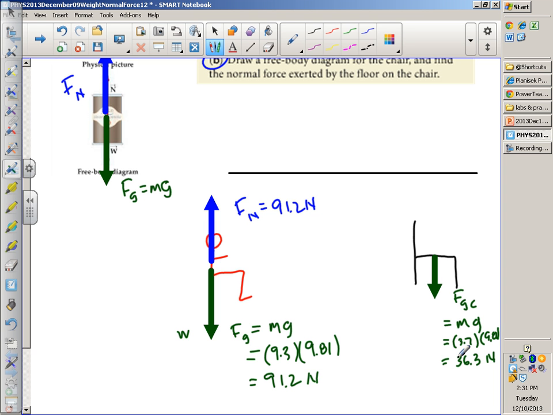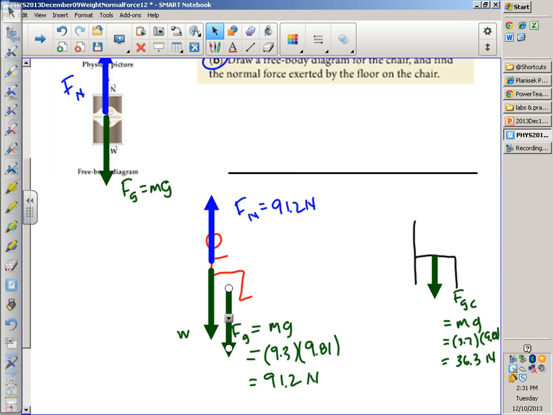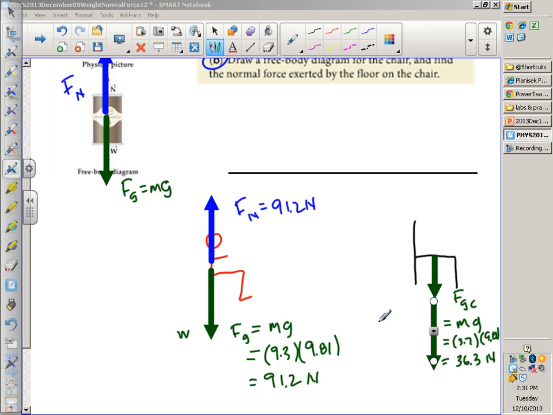But is that the only downwards force that's affecting the chair? Right? What else do we have to kind of contend with here? So we have to add the Newton's force. Right? This kid that's sitting on the chair is also pushing down on the chair, right? How big? 91.2. All right?